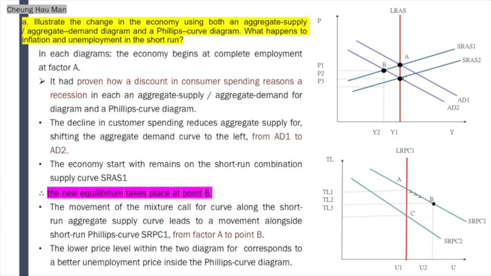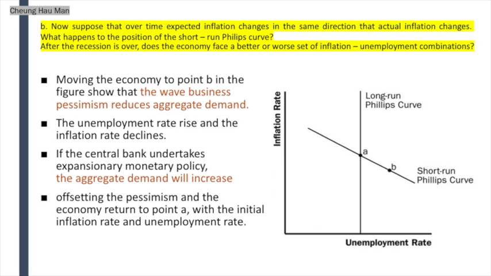The lower price level in the aggregate supply and aggregate demand diagram corresponds to the higher unemployment rate in the Phillips curve diagram. Now move on to Part B.